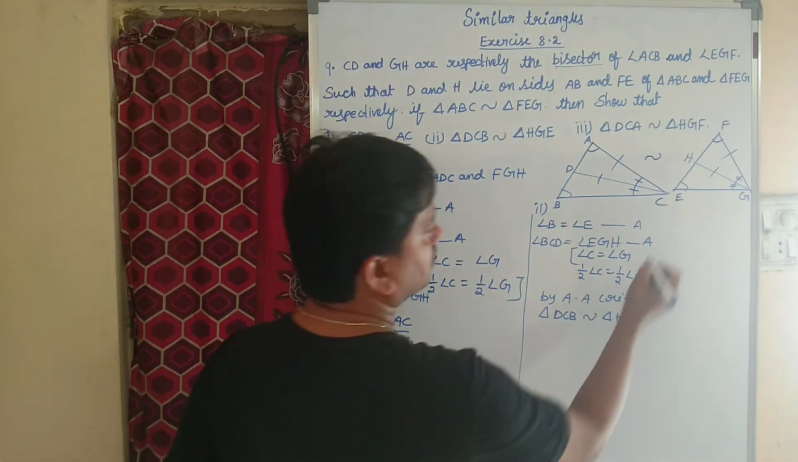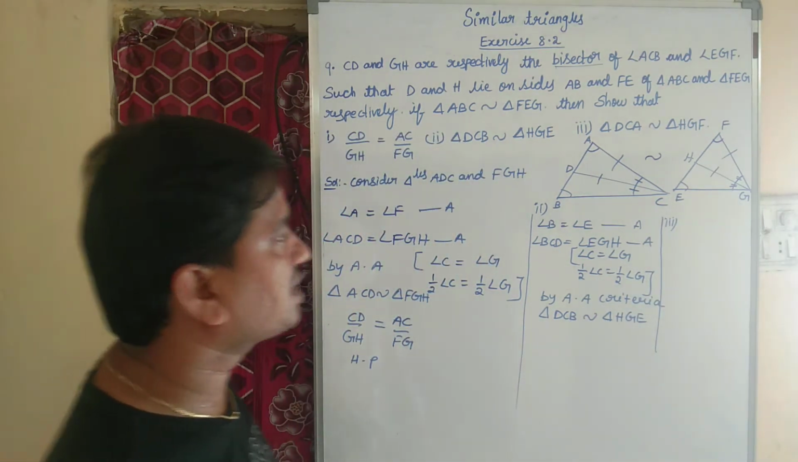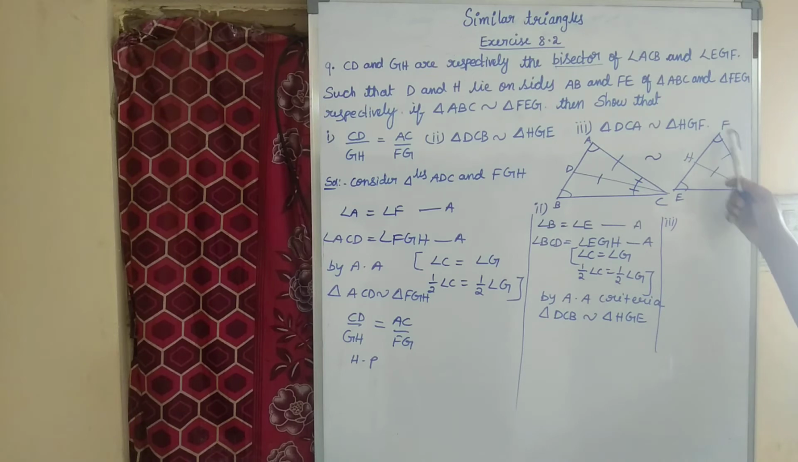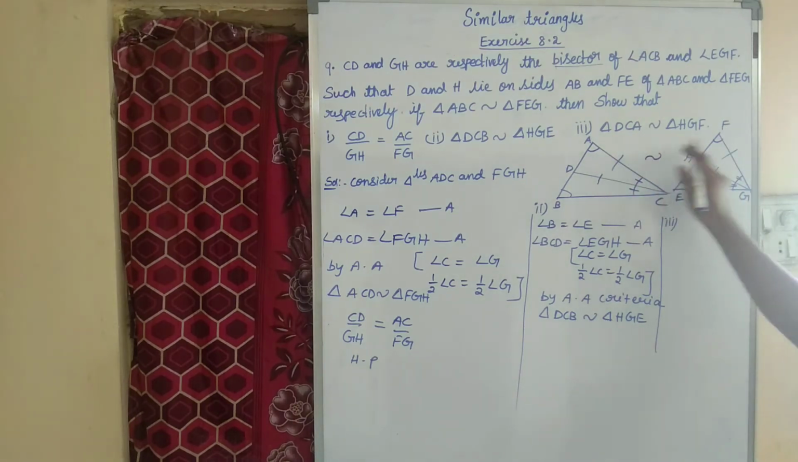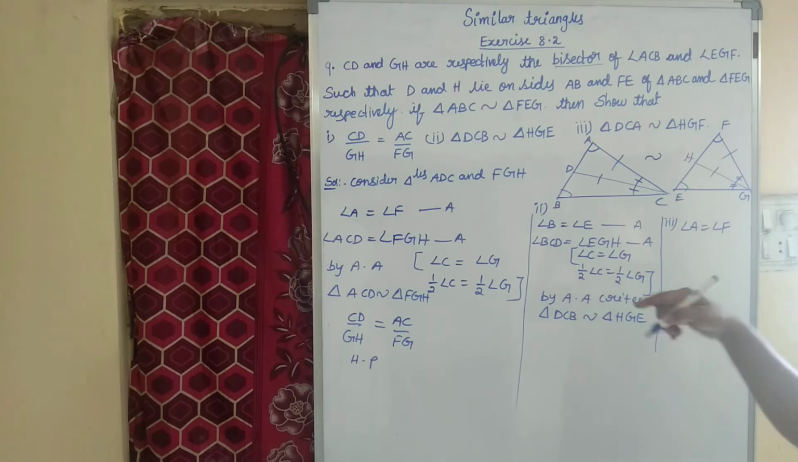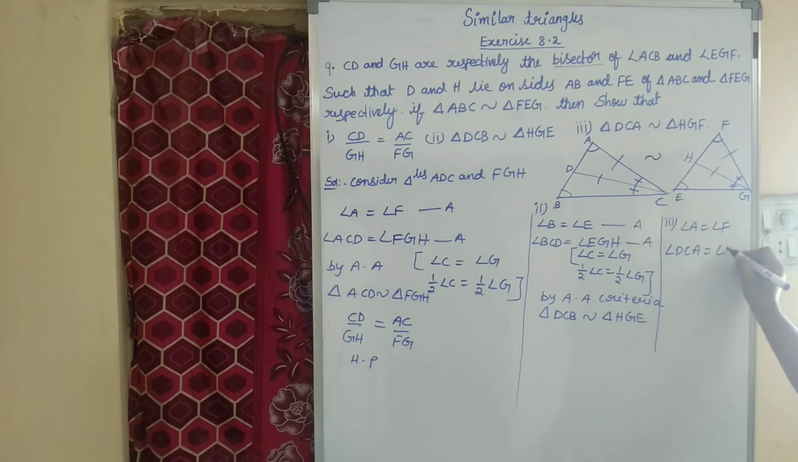Now coming to the third one. We need to prove that DCA and HGF are similar. Corresponding angles are equal. Angle A equal to angle F. Next, we know that angle C equal to angle G. Half of angle C, half of angle G. Half of angle C is nothing but DCA. DCA equal to HGF. Both are angles only. By AAA criteria, triangle DCA is similar to triangle HGF.